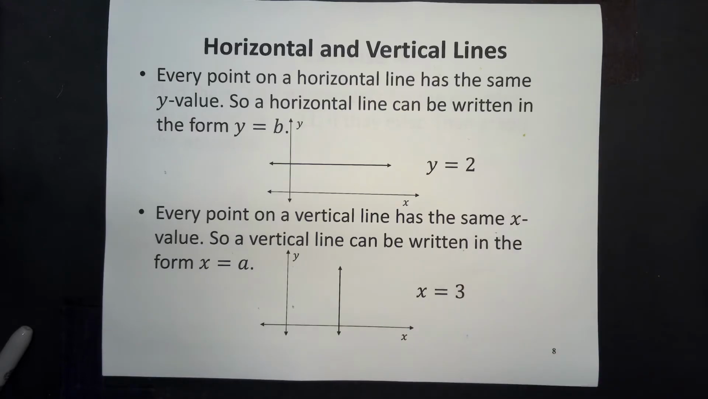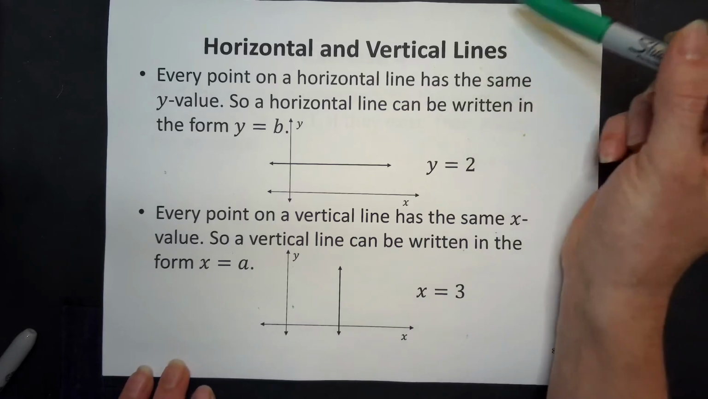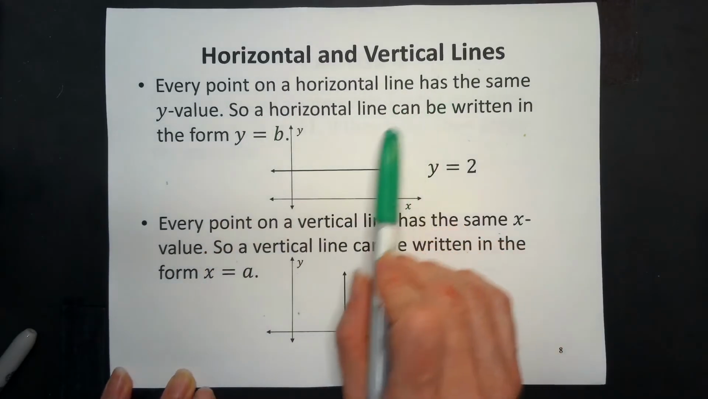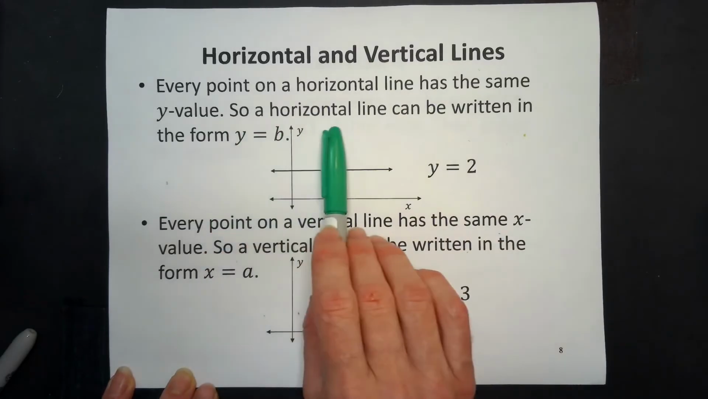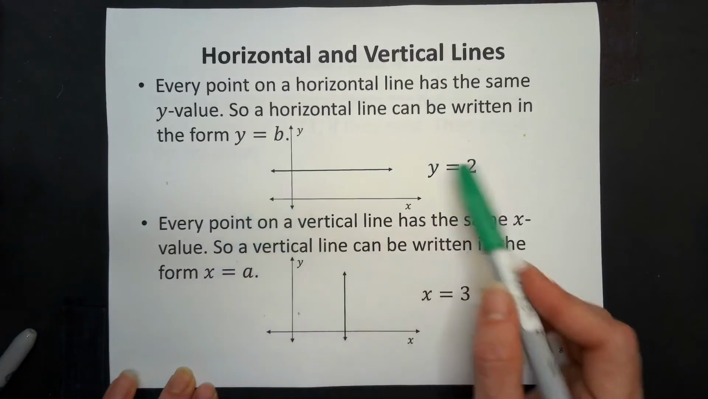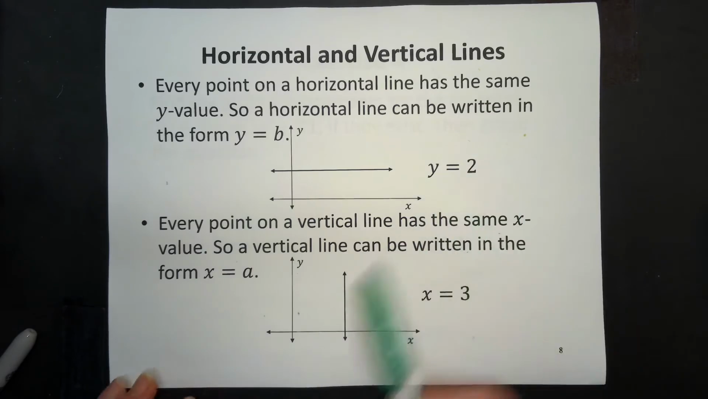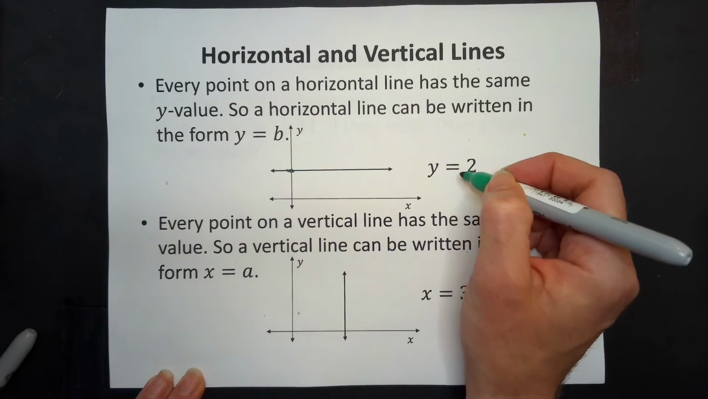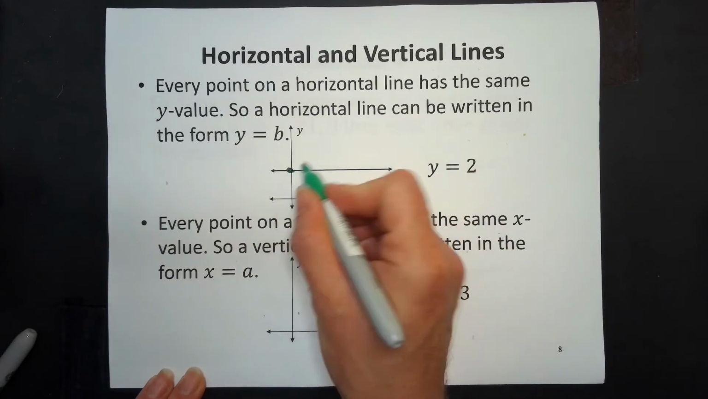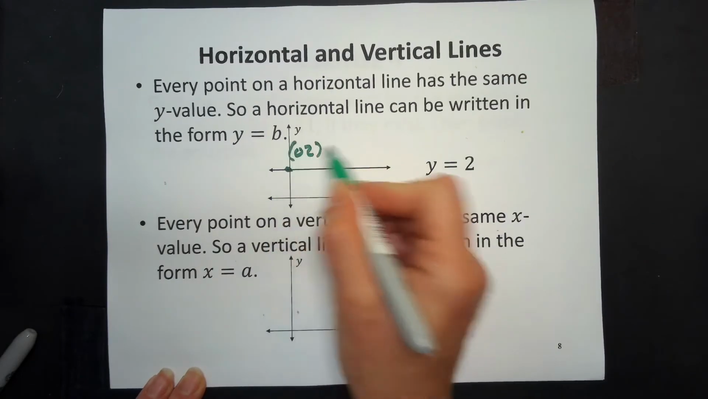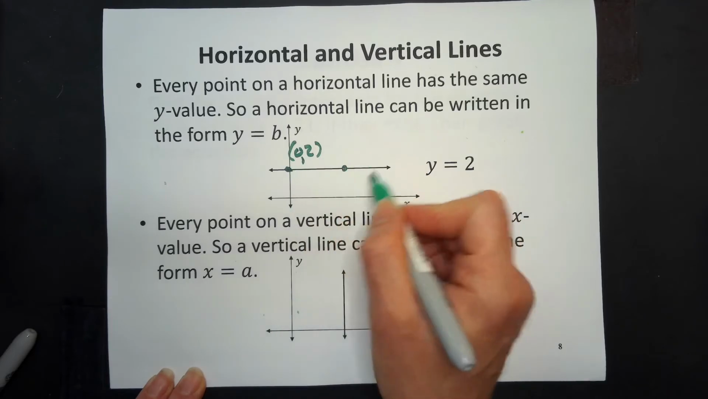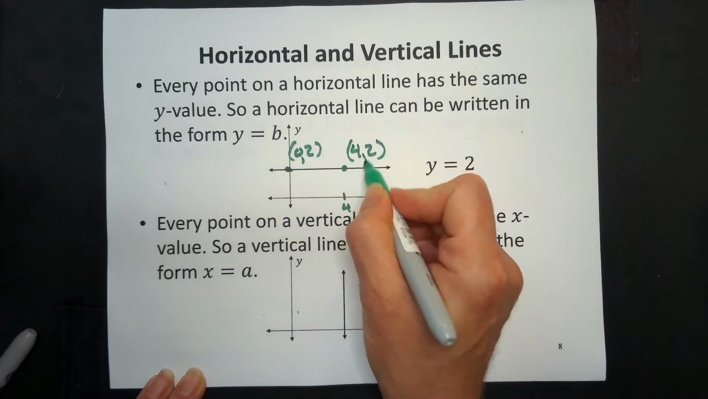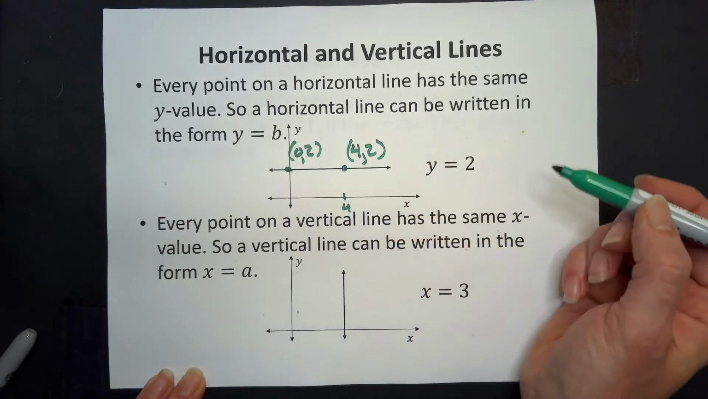Next, we're going to talk about horizontal and vertical lines. Every point on a horizontal line has the same y value. So a horizontal line can be written in the form y equals b. In this case, we have y equals 2. It says no matter what point is on this line, as long as its y coordinate is 2, we're good. So this could be the point (0, 2). Another point on the line could be (4, 2), but everything will have the same y coordinate.